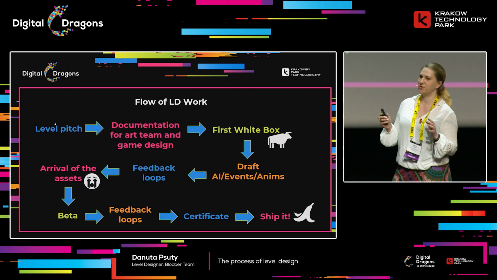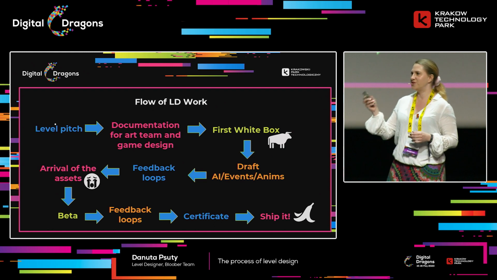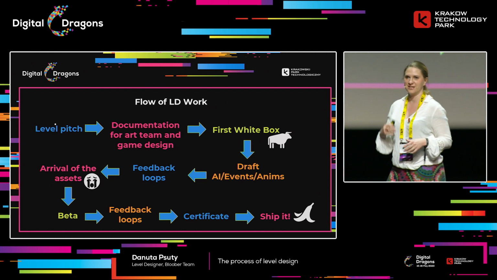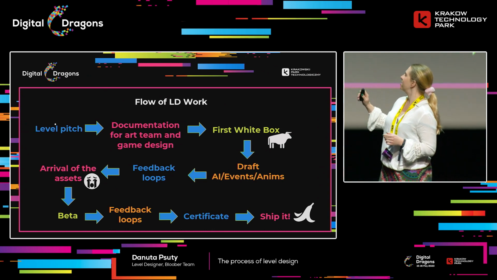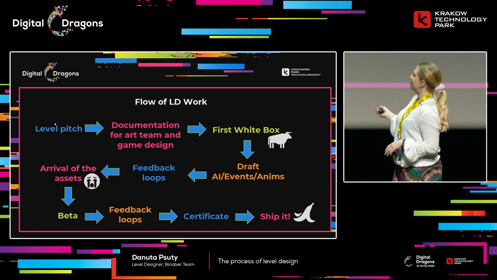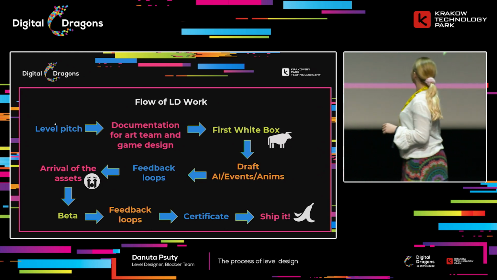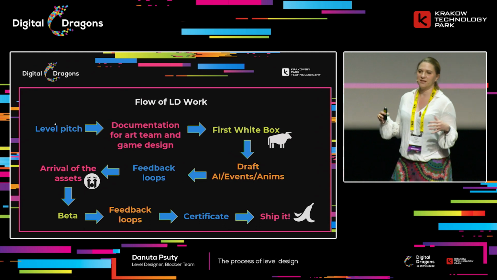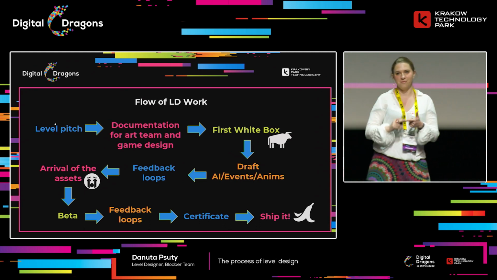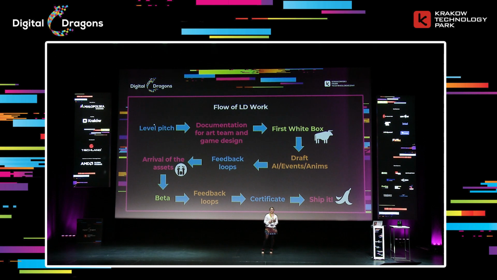So I want to show you the general flow of the work for level designers. We will talk about each of those parts during the presentation. First it is the level pitch, then there is the documentation, of course, the favorite part for everybody, writing documentation. Then there is the first white box, so we are working like oxen. That's why I have my ox there. Then the other teams come into the level. There's AI, animations, events, mostly AI and animation, and also story beats. It's cool if we have a narrative team during the white box phase, but it's usually not like that. But it would be cool.